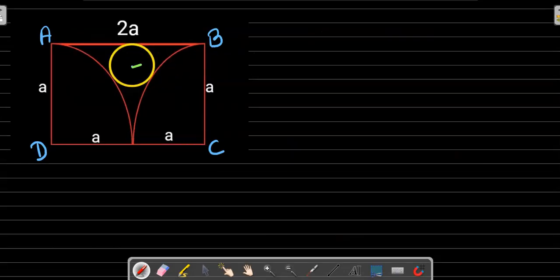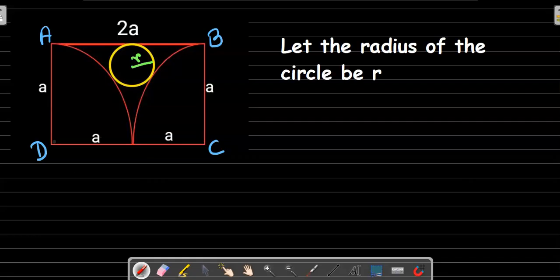Let's take the radius of the circle to be r. Now observe that this is the radius of the quarter circle. So the radius is a, therefore this length is also a. Now you extend this to the center of the circle, like this. So you see the whole straight line. This we get as a, and the radius of the circle we got as r. Therefore this straight line has length a plus r.